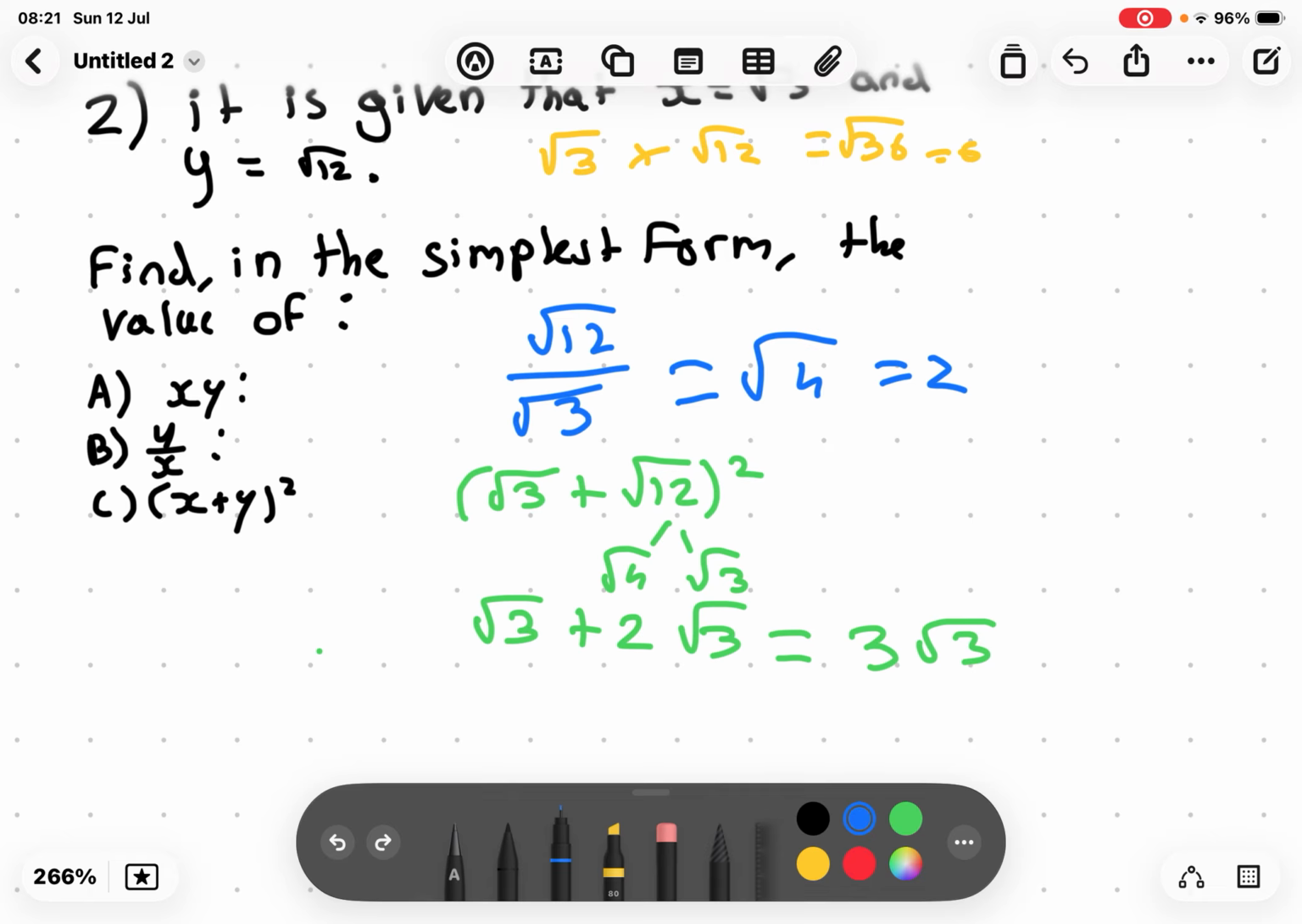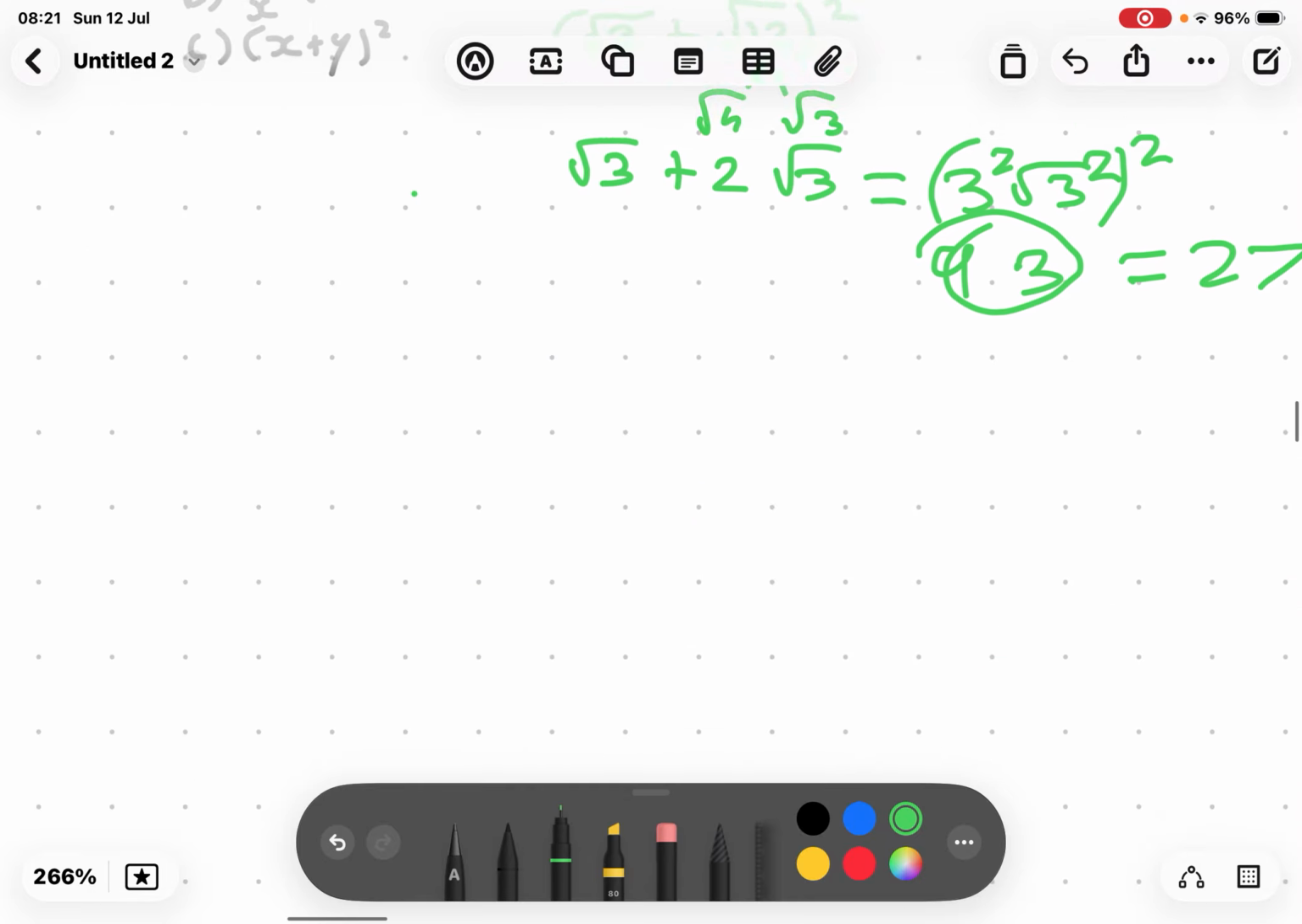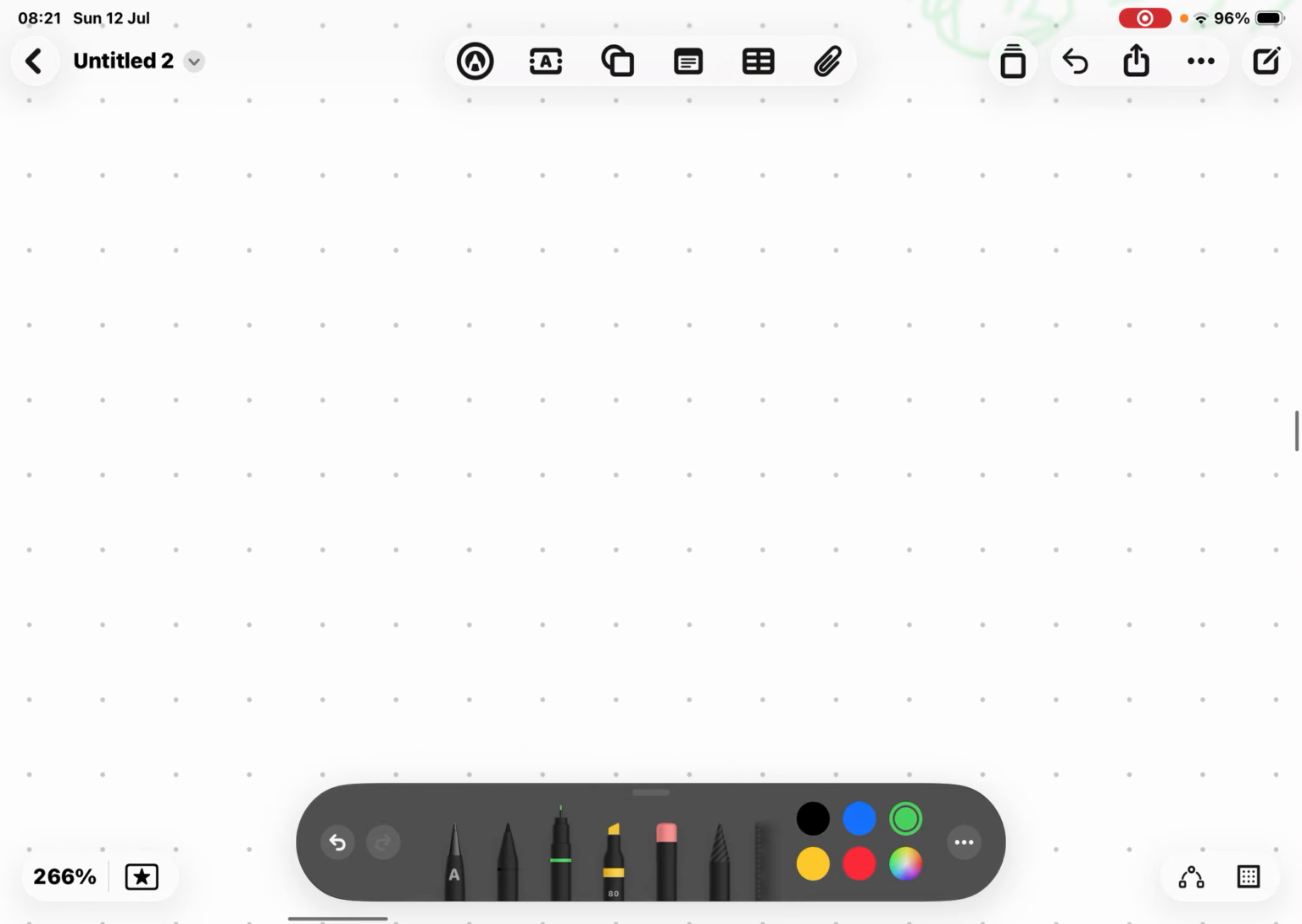And so, we put it into brackets. Again, don't forget about the brackets because I just did. So this squared, 9, and then 3. These two times equals 27. So that's the answer for all of those three.